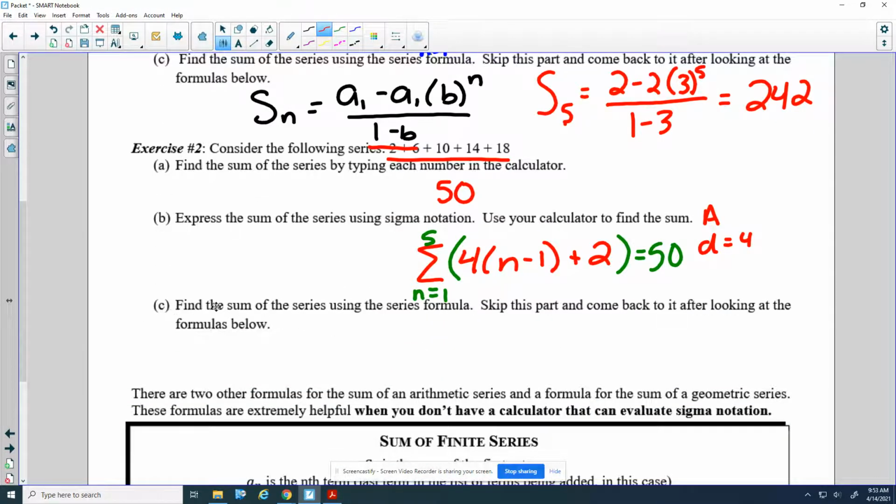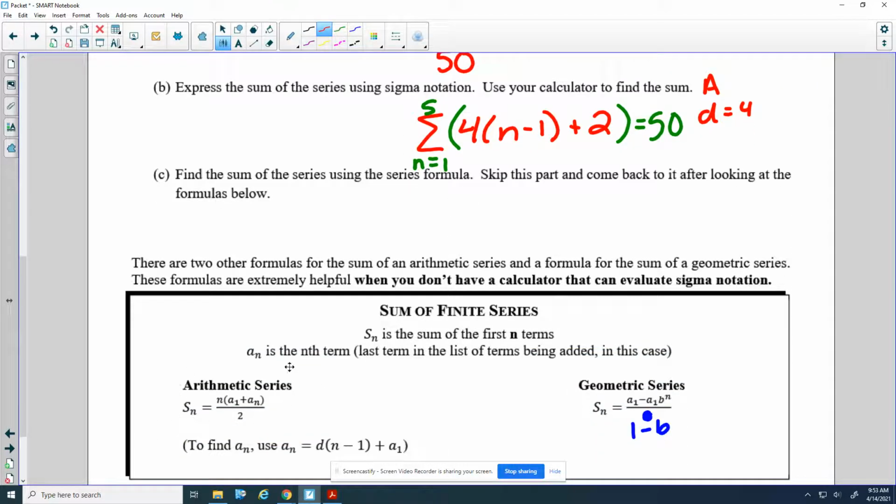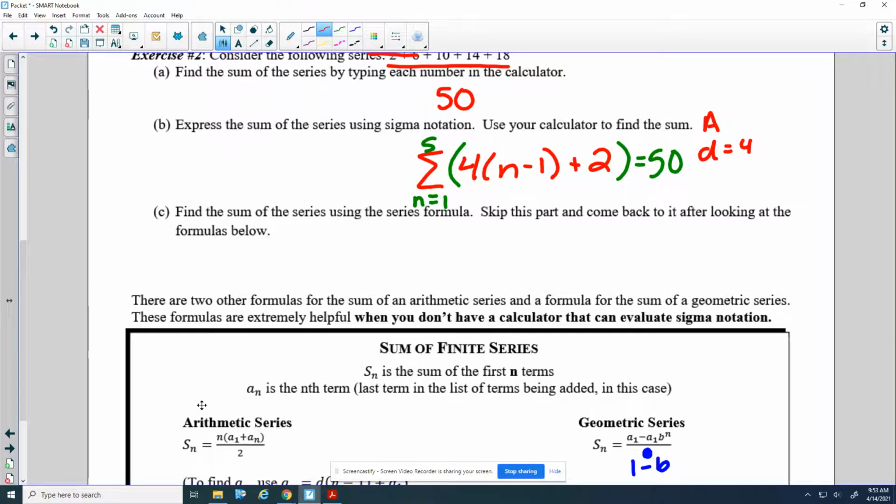So down here, find the sum of the series using the series formula. Now we'd have to use this formula. So there's a different formula for the arithmetic series. Now, a little different here, I have to actually put a sub n here. So we'll talk about that. That's a little tricky to find at times, and we have to make sure we know what it means. So let's copy the formula up since it's our first time using it.